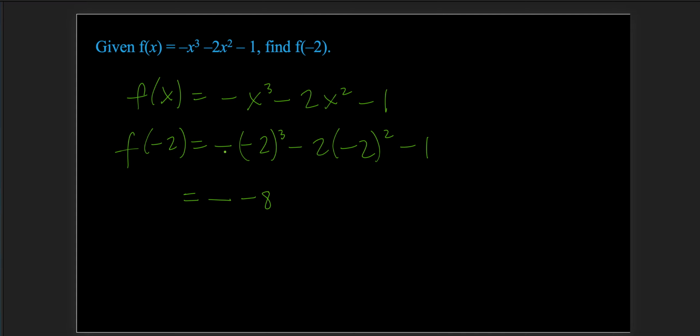This subtraction or negative sign stays there. I'm going to put parentheses because it's two signs next to each other. It's good penmanship to do that. And then we have -2, and then -2 squared is 4, so that's times 4 like that, and then -1.